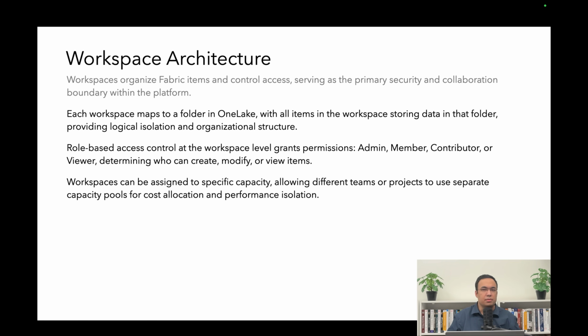Workspaces can be assigned to specific capacity. This is useful for cost allocation and performance isolation. You might have different teams or projects using separate capacity pools. For example, your finance team might have their own capacity and your marketing team has theirs. This allows you to track costs by team and ensure one team's heavy workload does not impact another team's performance.